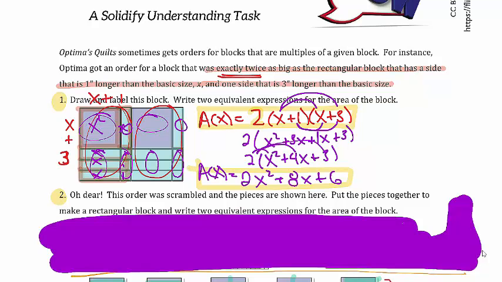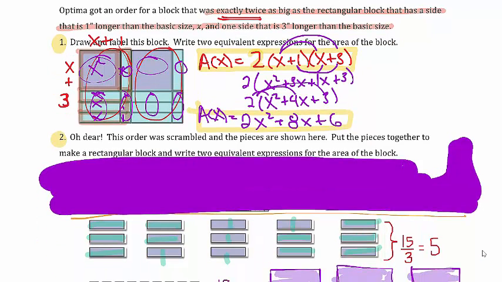Okay, here's another version. Oh dear, this order was scrambled and the pieces are shown. Put the pieces together to make a rectangular block and write 2 equivalent expressions for the area of the block. Now, I want to go back to the previous one. This is one quilt twice as big, but they also could have cut it up and said, you know what, I want 2 quilts, this one and this one, and it's 2 quilts or one quilt twice as big. So you can look at it either way.